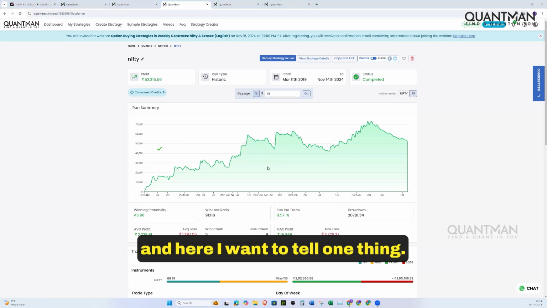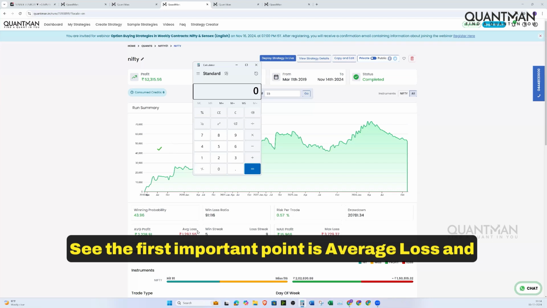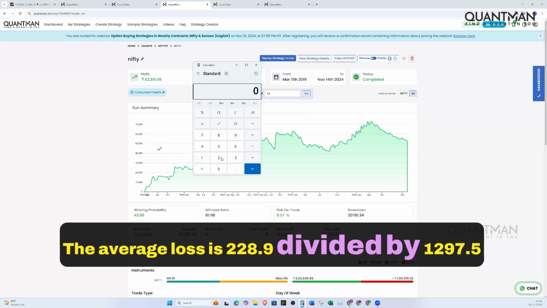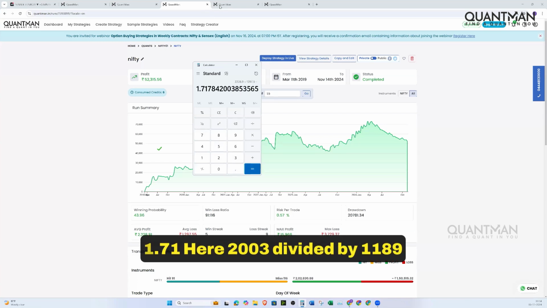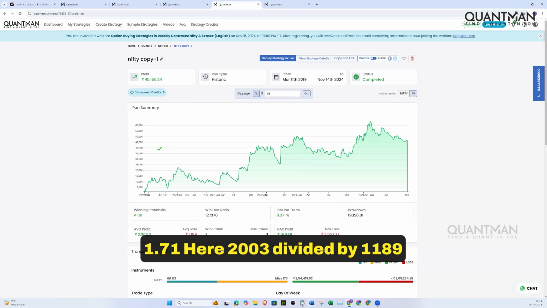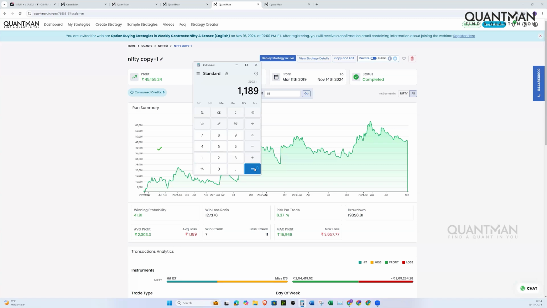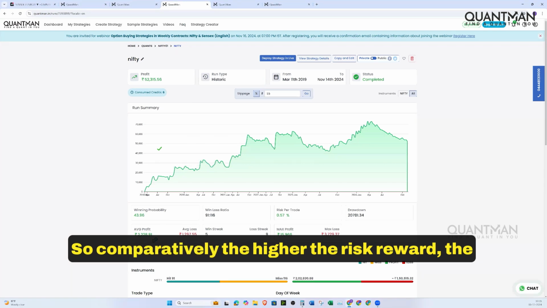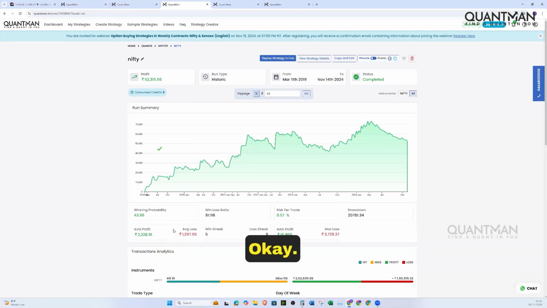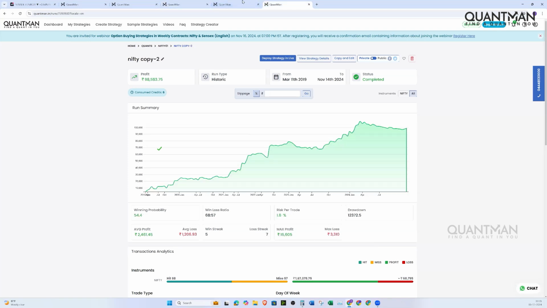Here I want to tell one thing. See, the first important point is average loss and average profit. Okay, the average loss is 8.9 divided by 1297.5. Here the risk to reward ratio is 1.71. Here 2003 divided by 1189. Here the risk to reward is 1.68. So comparatively, the higher the risk reward, the better the strategy. Okay, so we can use this now, 1.6.